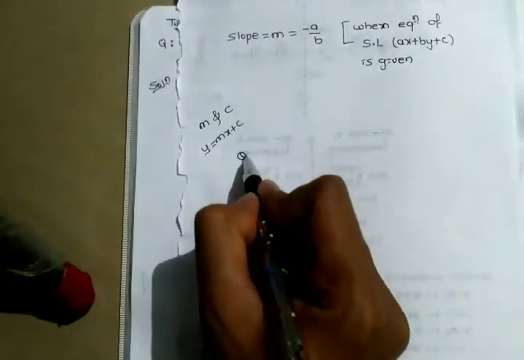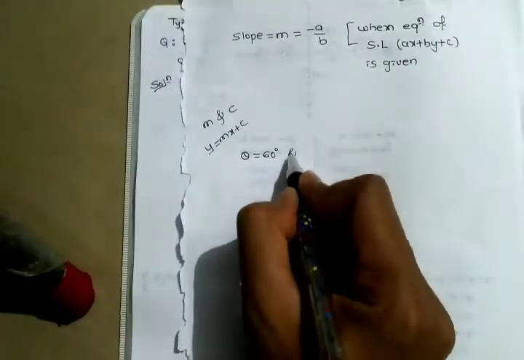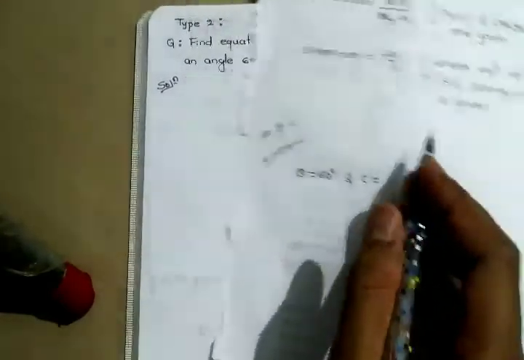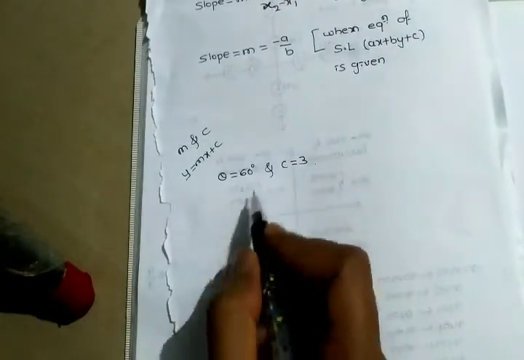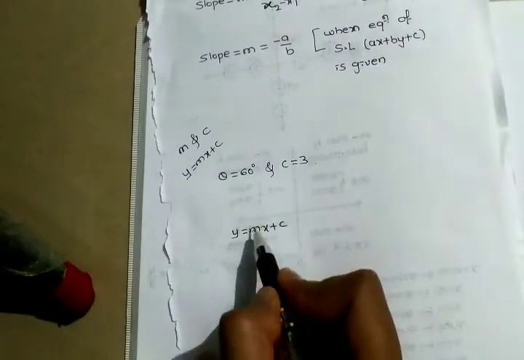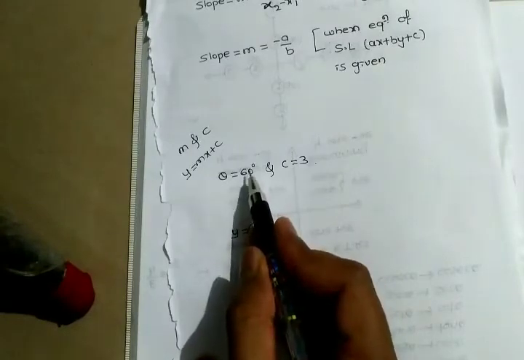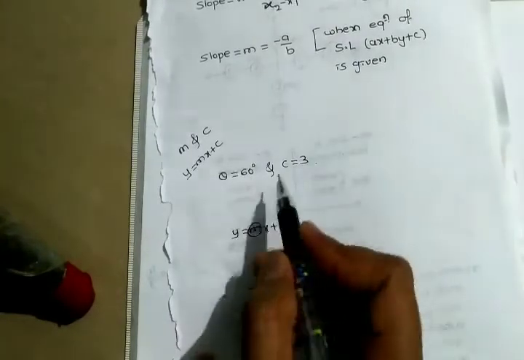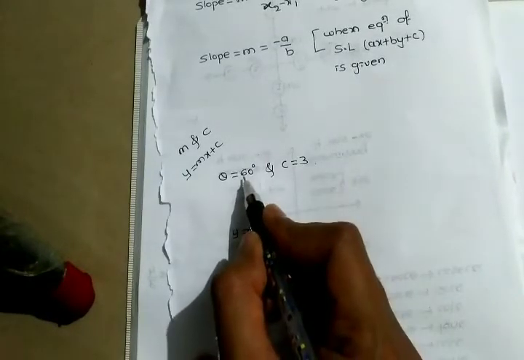Theta is given. How much degree? 60 degree. Okay. And y-intercept C is given. C is how much here? 3. Correct. But you need to apply which formula? Y is equal to mx plus c only. So in this formula, you need which value? M value. But M is not given. But you know from previous class how to find out the slope value if angle theta is given.